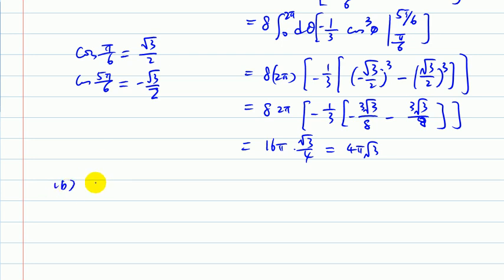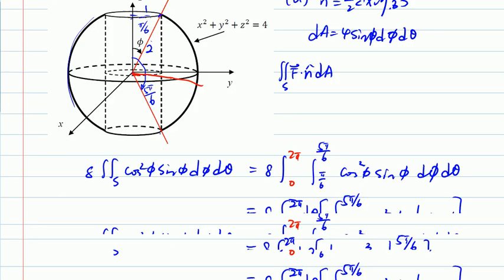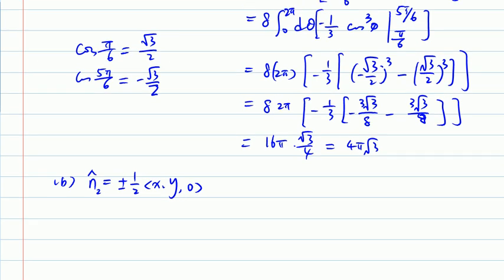So part B. What is the unit vector for the cylindrical surface over there? According to what we learned in class, the unit vector for the cylindrical surface is 1 over 2 (x, y, 0). Let me see, what's the cylinder here? The cylinder is x squared plus y squared equals 1, and this actually should be 1 here, because the radius of the cylinder is 1.